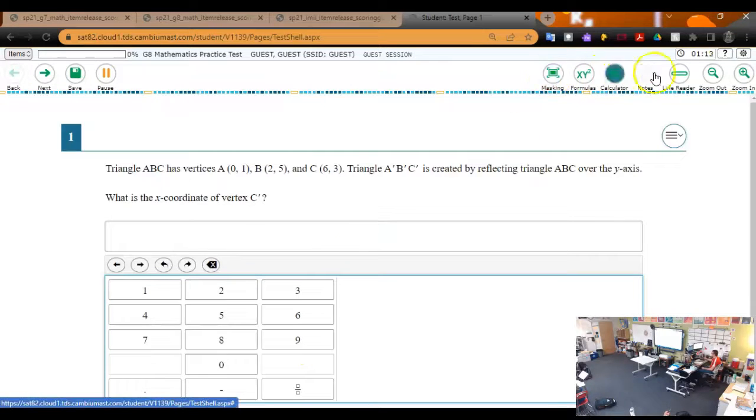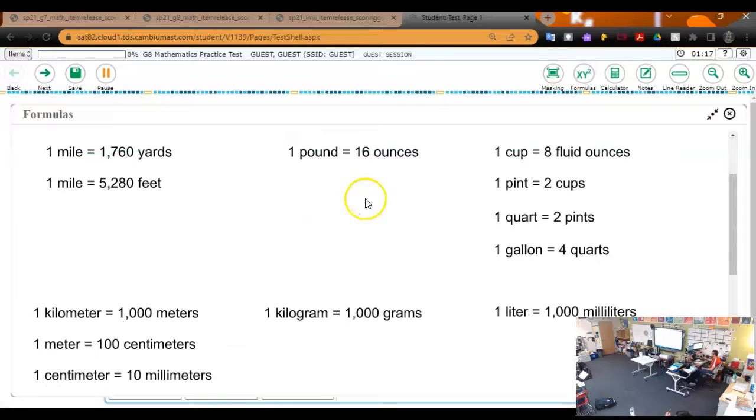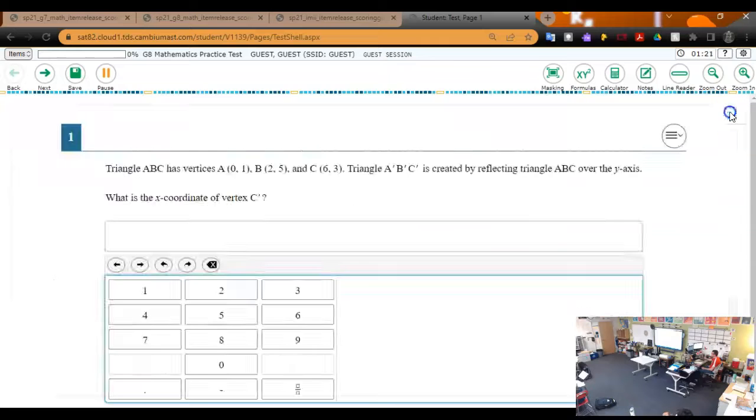You literally at the top here says formulas. Click it. And then this expands it to make it bigger. Well, that's really helpful. This is also why we're going over all this stuff today. I didn't know you could.